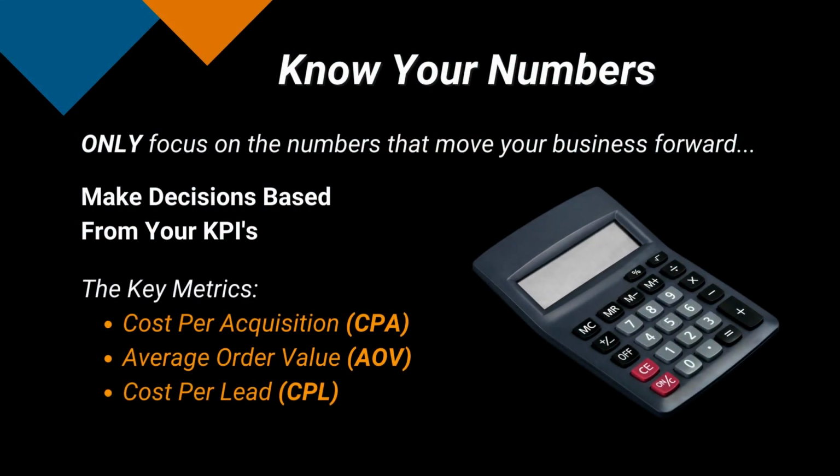So one thing about me is that I like to keep it all simple. You don't need to know silly numbers such as your impressions, your click-through rates, and so on. Just know these 3 numbers only that apply to your outcome. How much it costs to get a lead, your CPL. How much to acquire a customer, your CPA. And what's your AOV, your average order value, across all your products.